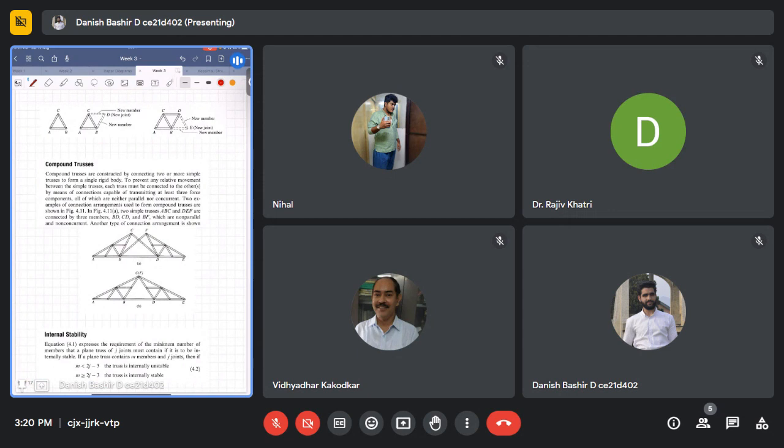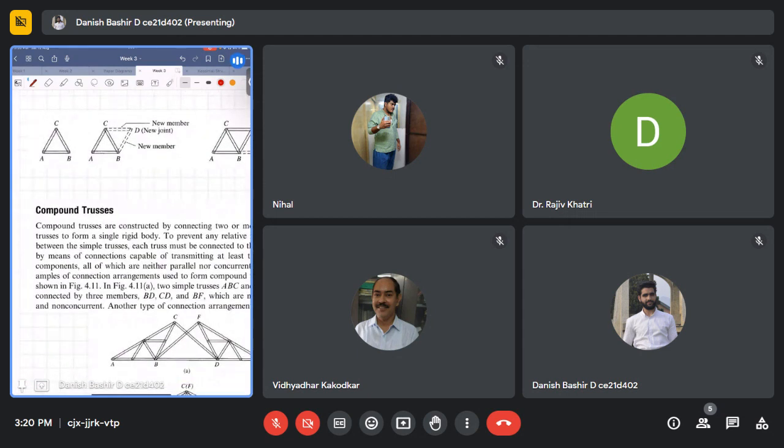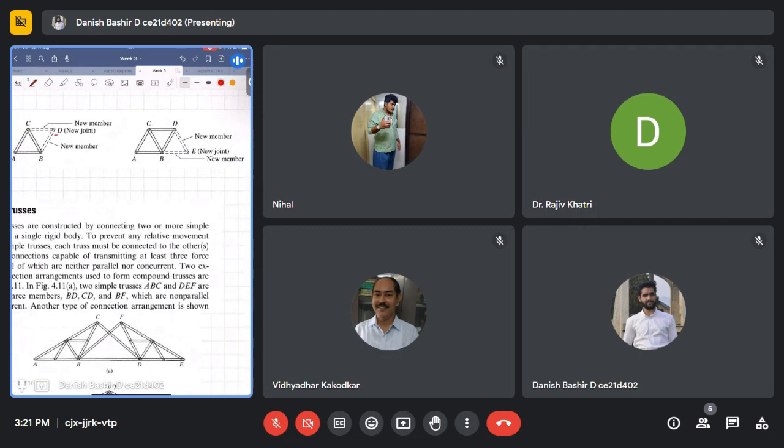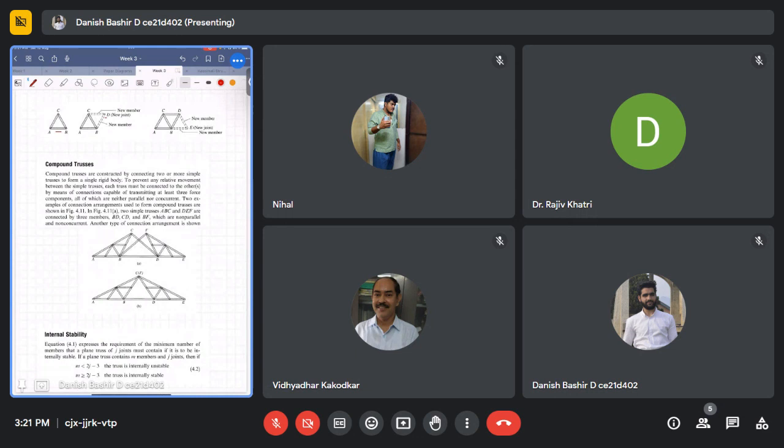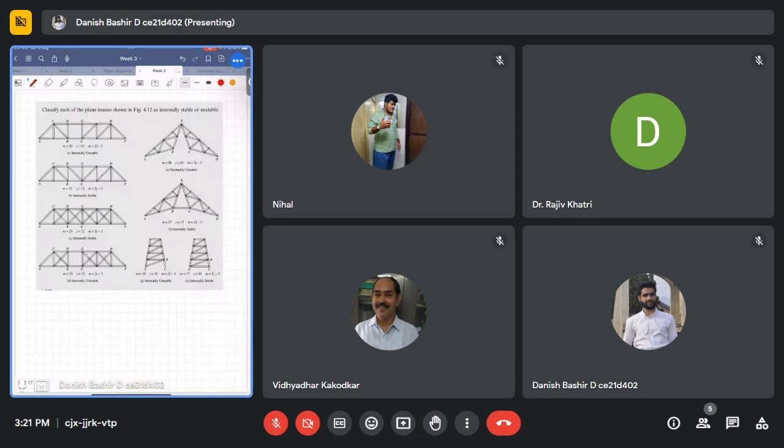So what I was telling you is that this is a simple plain truss. To it we add two new members with a new joint. We formed a new joint here, like this one, and continuing the same process, we get a different truss structure. Hope this is clear to you.